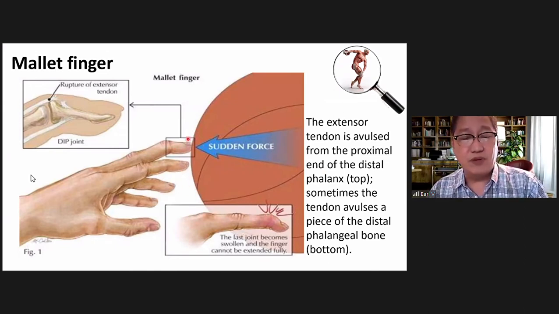If you play basketball, you may have seen this patient because of an accident: when you catch a basketball, it bumps the tip of the fingers and if you're not careful, especially as a beginner, it causes rupture of the extensor tendon. Usually this is the extensor digitorum profundus, the deeper long tendon of the extensor part of the fingers. It gets severed here. Once it is severed, you will produce a mallet finger. The extensor insertion is avulsed. Sometimes the tendon avulses pieces of the distal phalangeal bone.